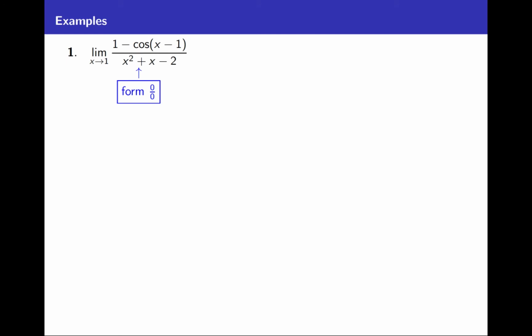So this is something that we can apply L'Hopital's rule to. So let's do it. And remember, when I say LH below an equal sign, I mean that in this step we are applying L'Hopital's rule. So according to L'Hopital's rule, this limit will be equal to the limit as x approaches 1 of the derivative of the top, which is sine of x minus 1, divided by the derivative of the bottom, which is 2x plus 1.